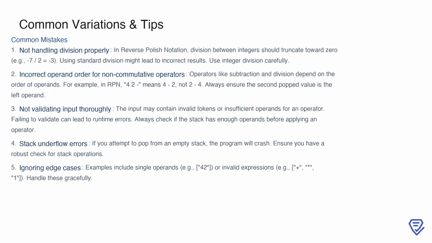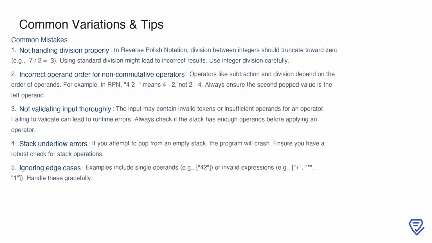Another mistake arises with operand order for non-commutative operators like subtraction and division. Keep in mind that these operations depend on the order in which operands are processed. For example, "4 2 -" in RPN evaluates as 4 minus 2, not 2 minus 4. Always ensure the second value popped from the stack becomes the left operand.